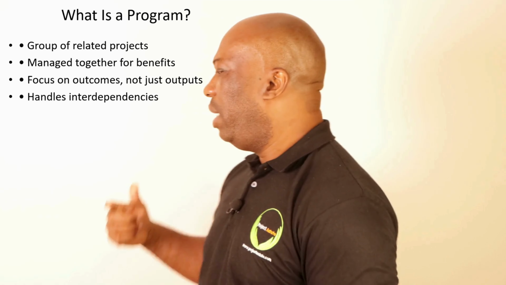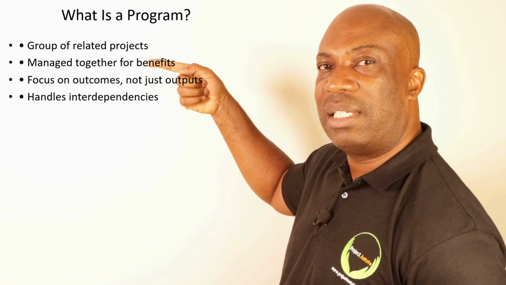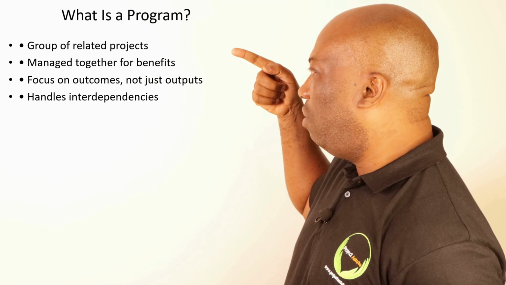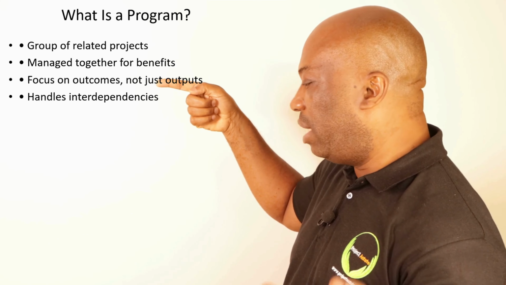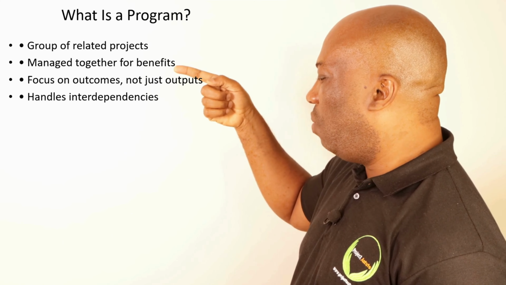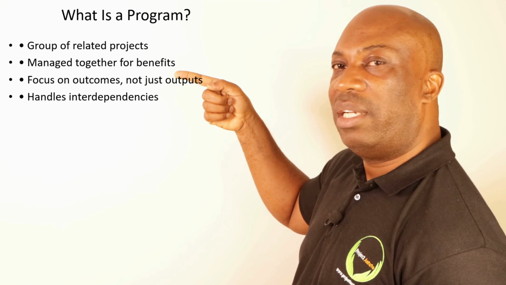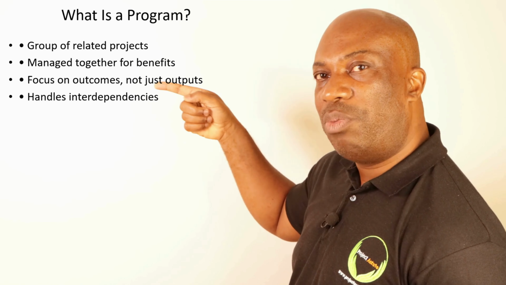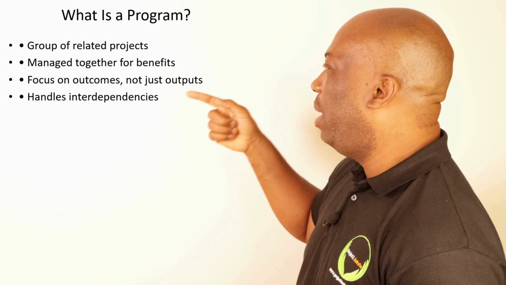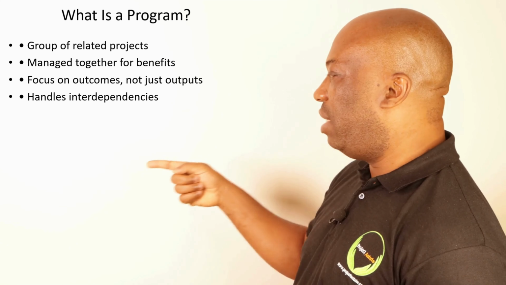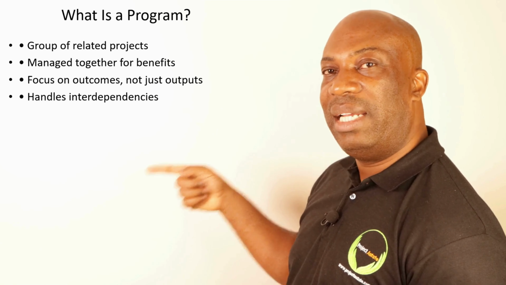Section 1 to understand what is a program. So a program is actually a group of related projects. A program is also managed for benefits, okay? Related benefits or together as benefits. And then a program is also focused on output, not just outcomes. You should know the difference. Program is focusing on output and not outcomes. And also, program is handling interdependencies. It's very important that you know that program is handling interdependencies.